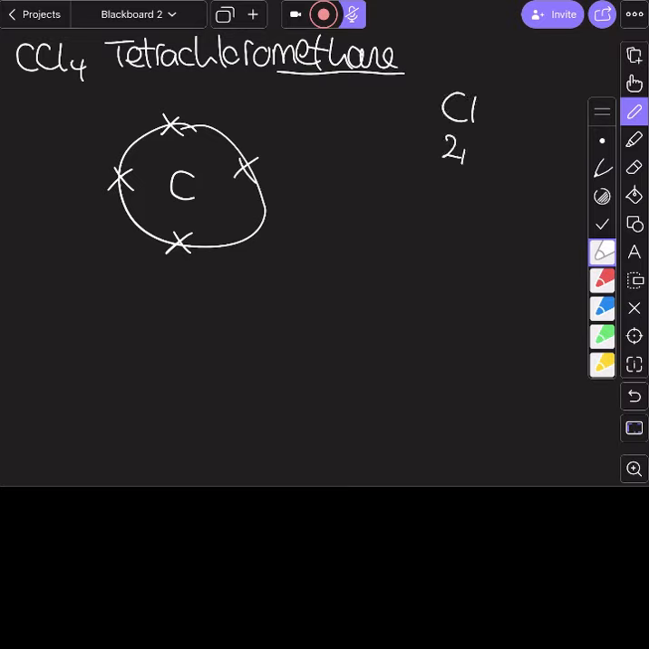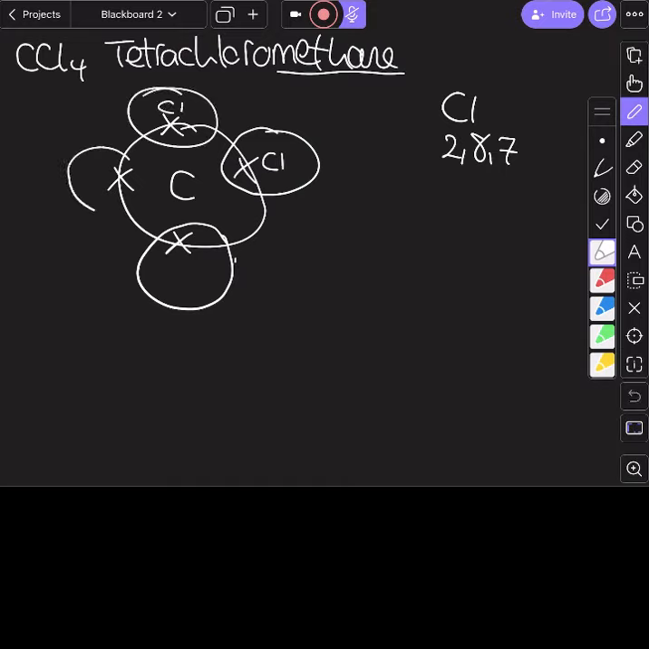Chlorine has an electron configuration of 2, 8, 7. So each chlorine is going to have 7 electrons in its outer shell, so it only needs 1 for happiness. So each chlorine is going to share 1 of its electrons with each carbon electron here, and that is how it is going to become happy. So we go dot, 3, 4, 5, 6, and 7. We go dot, 2, 3, 4, 5, 6, 7. We go dot, 1, 2, 3, 4, 5, 6, 7. And I'm going to go white, and we say 2, 3, 4, 5, 6, 7.